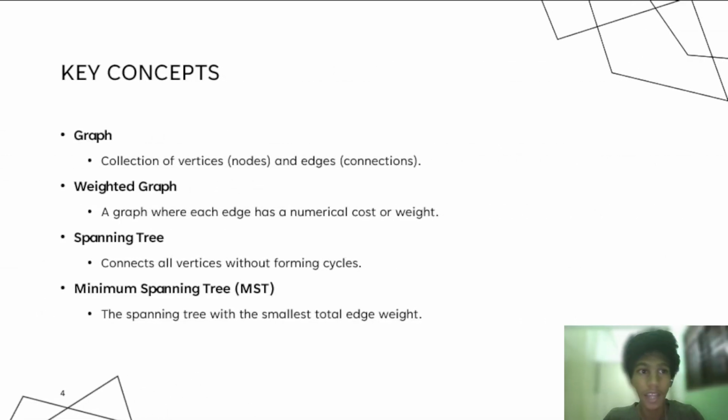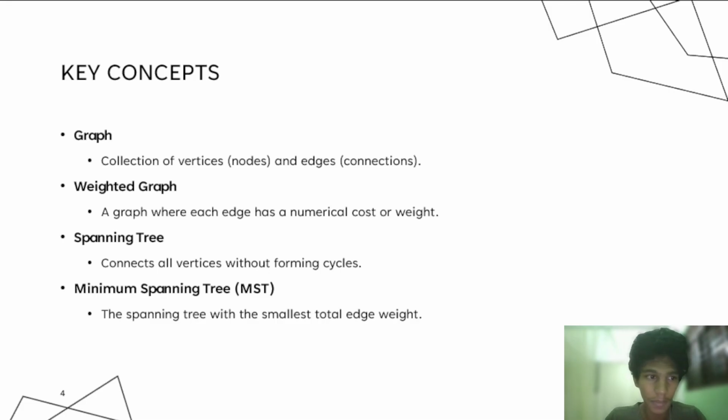Before we examine the algorithm itself, let's review some important concepts. The first concept is the graph. A graph consists of vertices and edges. Vertices represent objects or locations, while edges represent connections between them. The second concept is a weighted graph. In a weighted graph, every edge has a value called a weight. This value may represent a distance, cost, or another measurable factor.